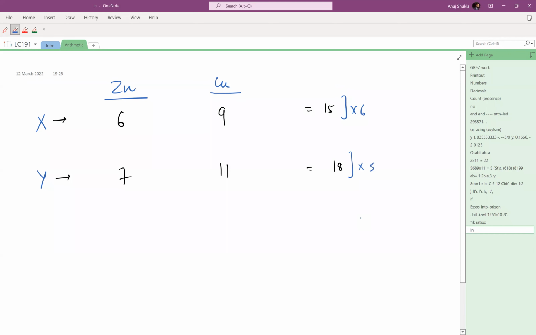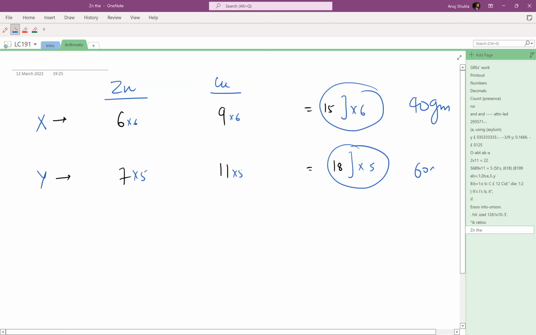Now I can say I have made the flasks equal. So this is 90 parts and this is also 90 parts. Here also you have to multiply. This is 6, this is 5, this is 6 and this is 5. Now these flasks are equal. From this one you are taking 40 gram and from this one 60 gram. Can I say you are taking in the ratio 2:3? Yes or no? It means 2 parts of this alloy and 3 parts of this alloy. Multiply it, 2 and 3.